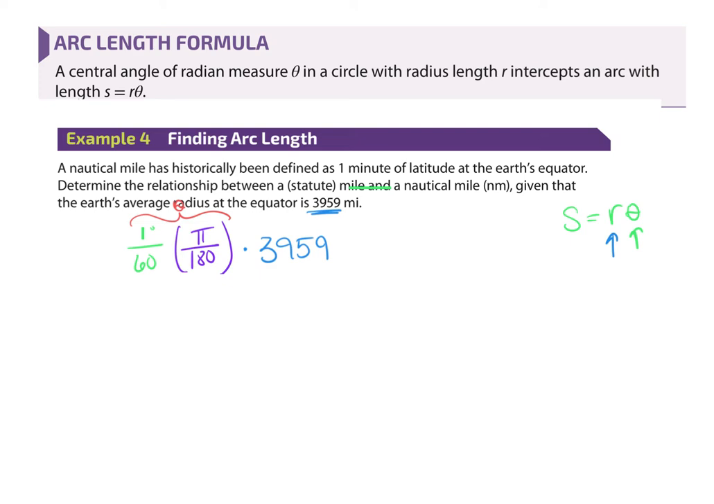3,959. This they will give you in decimals, by the way. They are rounding to the nearest hundredth. So take this, 1/60th times pi over 180 times 3,959 and see what you get, rounded to the nearest hundredth place. I would not round in the process, by the way. I would put it all in. You can either put it in parentheses like this, or you can multiply all your numerators and divide by all your denominators. Either way, you should get approximately 1.15. So 1 nautical mile equals approximately 1.15 miles.